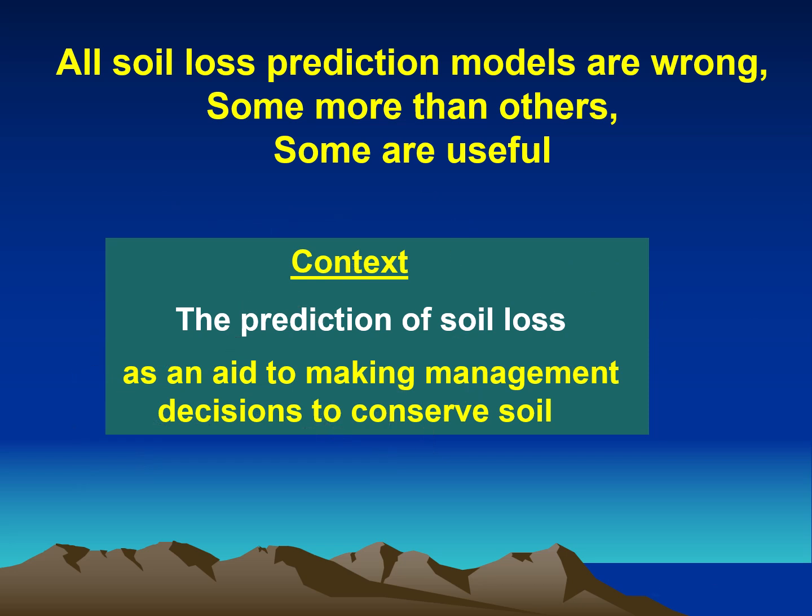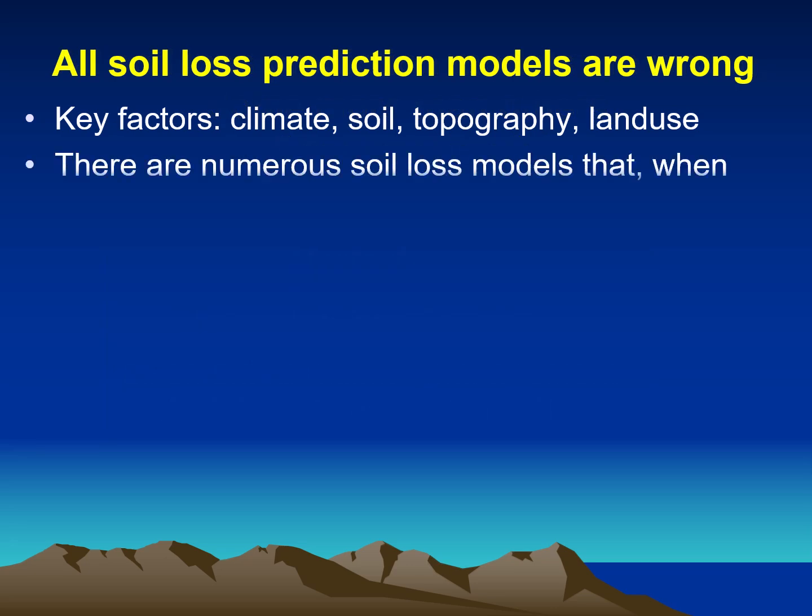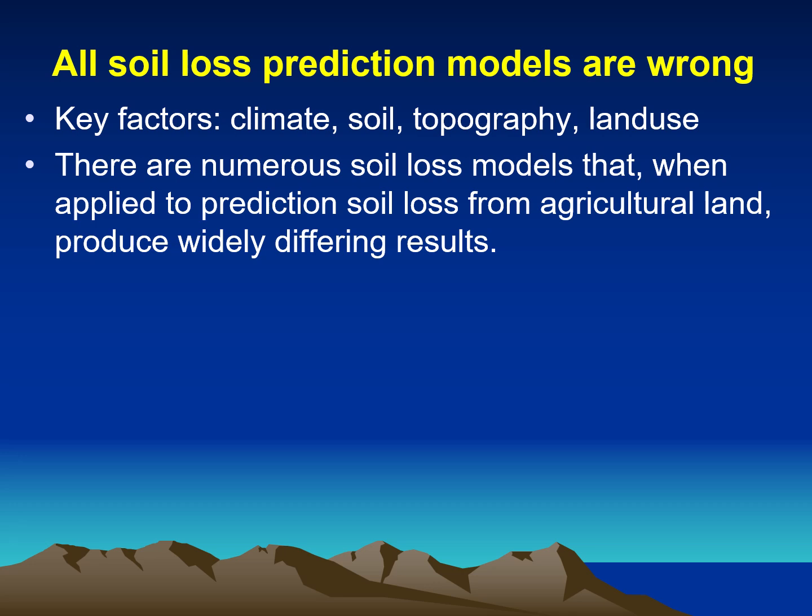My talk is in the context of the prediction of soil loss as an aid to making land management decisions to conserve soil. The key factors are climate, soil, topography and land use, and there are many new soil loss models that, when applied to the prediction of erosion in agricultural land, produce widely differing results.